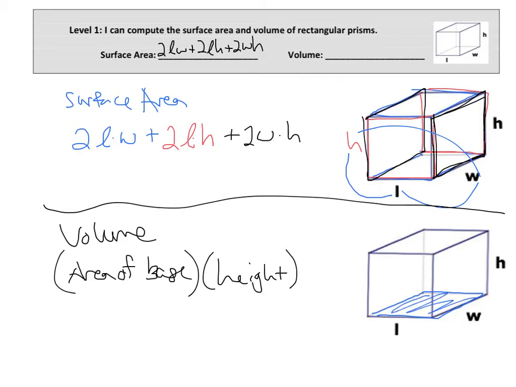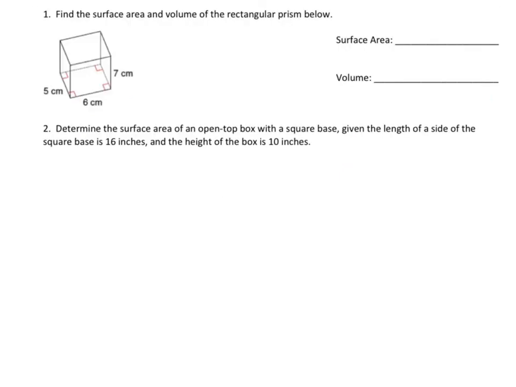So the area of a rectangle is length times width. And then the height is just h. So we get length times width times the height, or just length times width times height. So the volume of a rectangular prism, we just multiply the 3 dimensions, length times width times height. Now let's look at a few examples.